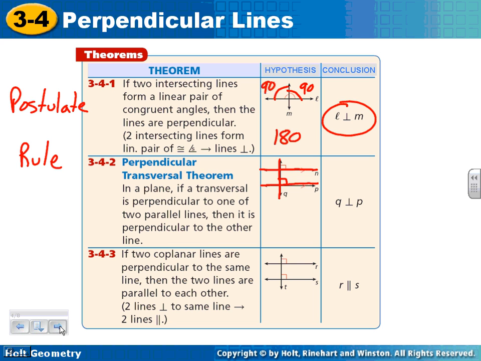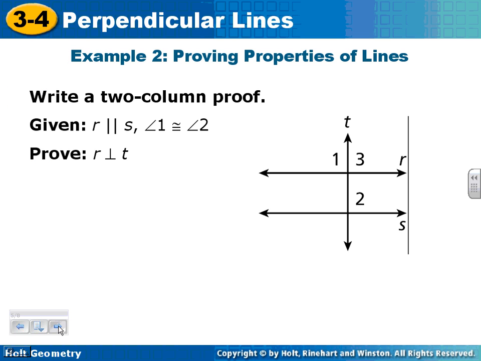Third one, if two coplanar lines are perpendicular to the same line, then the two lines are parallel. In other words, if this line is perpendicular to that, and this line is perpendicular to that, that means those two lines have to be parallel. Again, most of that is intuitively obvious, but there are three theorems you need to add to your memory banks. Well, look at the last slide here.